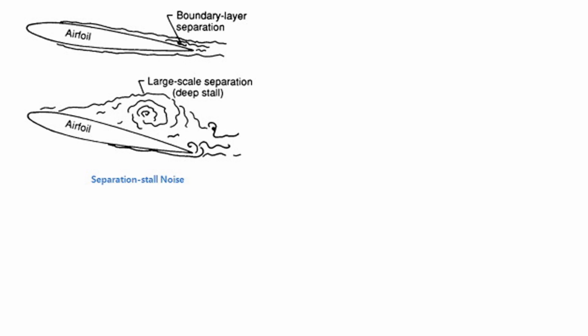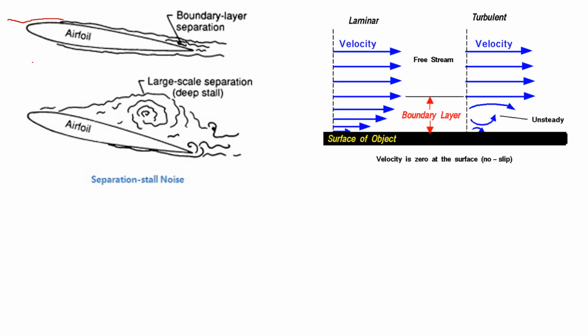What we are going to see is that when the flow passes this aerofoil, it tends to separate from the aerofoil and creates a boundary layer. So what is a boundary layer? It is the velocity profile when a fluid moves away from the surface of the object.